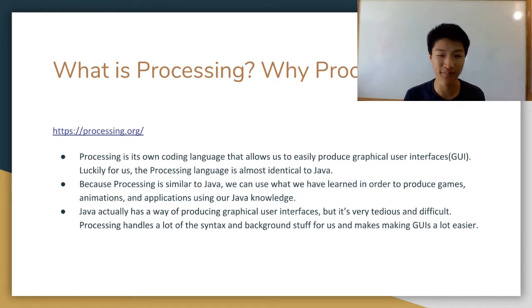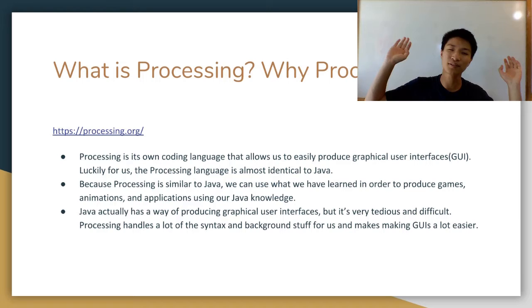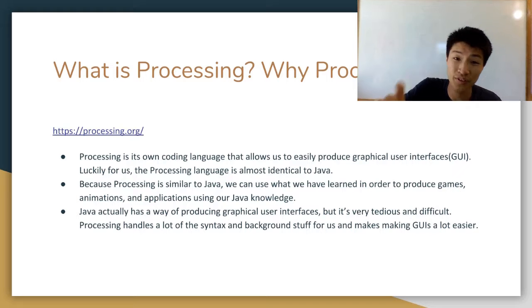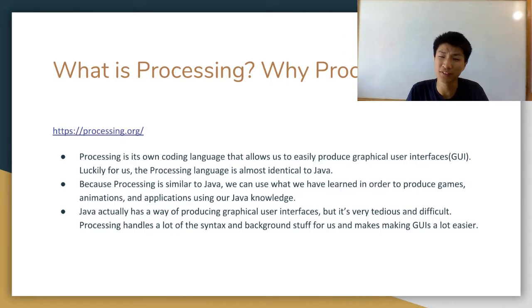Java actually has a way of producing these graphical user interfaces, these GUIs. I'll be calling them GUIs. It has a way of producing these GUIs on its own, using a library called JFrames, but it's super tedious, super difficult. It takes so much text and syntax. We don't want to deal with that. So processing actually handles all that syntax and background stuff that we don't have to deal with, and makes GUIs just a lot easier. So if you ever worked with JFrames, you know how much of a pain in the butt it is, and processing will help us with that.